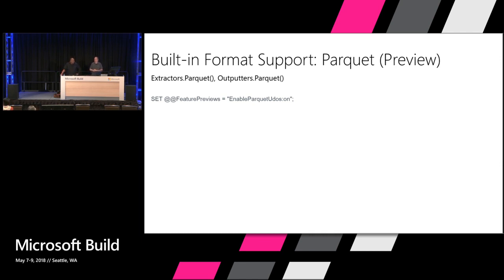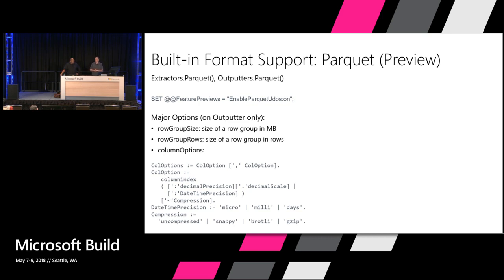So here's the next one. We do have Parquet support now. It is currently in preview, but it has been used quite a bit already by people inside and outside. We have no options on the extractor. Everything is read out of the metadata of the Parquet file. We currently still have to give the extract schema though, although we are going to release extract star soon. That will pick up the schema out of the Parquet file, because the Parquet file actually has a schema definition inside. And then on the outputter, we give you the options to specify your row group size either in terms of bytes or rows. And we give you the ability to encode the columns with different options.